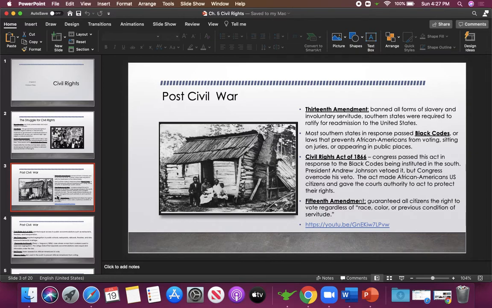Voting was a big part of this at the time because there were a lot of ways that African Americans were excluded from voting after they were freed from slavery. Things such as the poll tax, the grandfather clause, the literacy test, things like that. And so this essentially says that African Americans are citizens, and then we get the 15th Amendment shortly thereafter, which guarantees all citizens the right to vote regardless of race, color, or previous condition of servitude. So this is an attempt to get rid of all of those means that the South was using to prevent African Americans from participating in society.